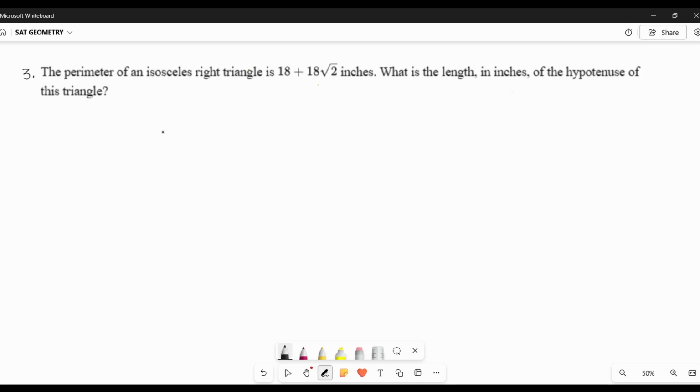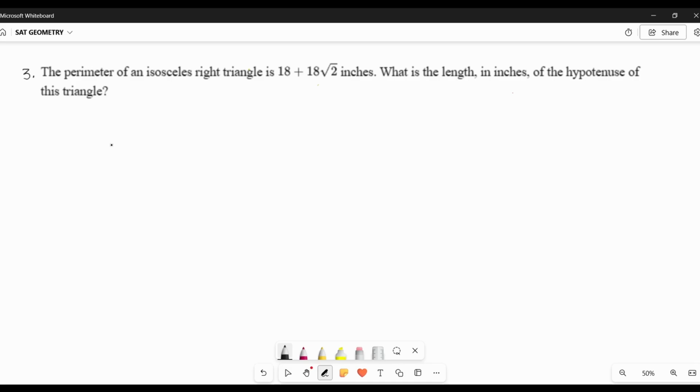Hi everyone. This is the third question in the SAT geometry prep. So let's start with this. This question is very common in geometry. So let's read this out.